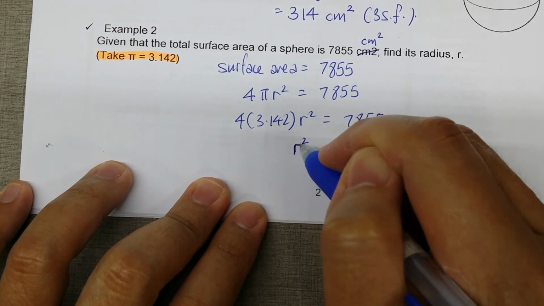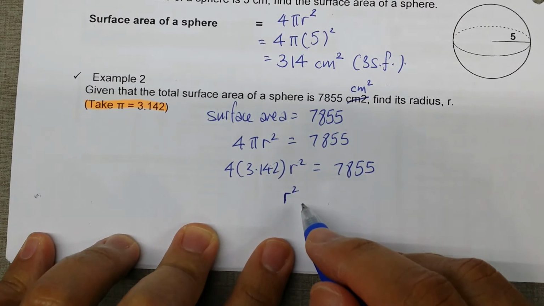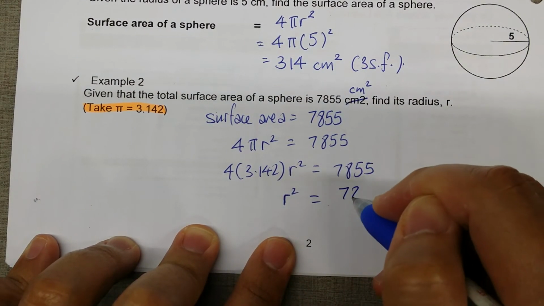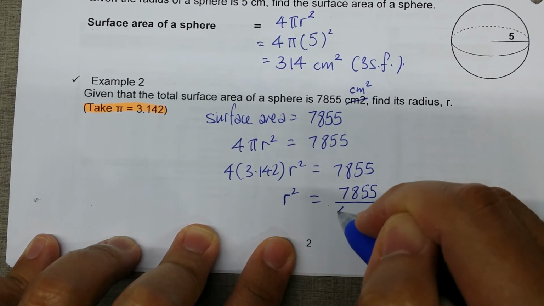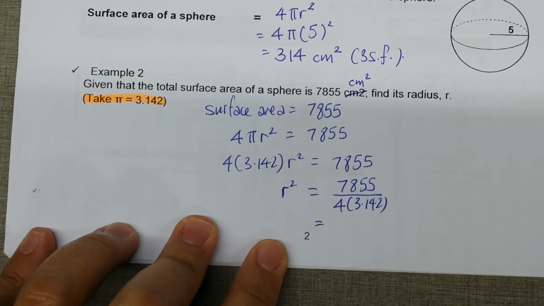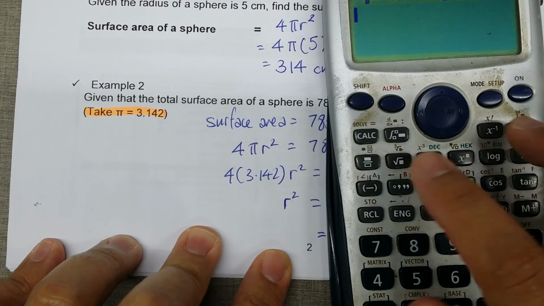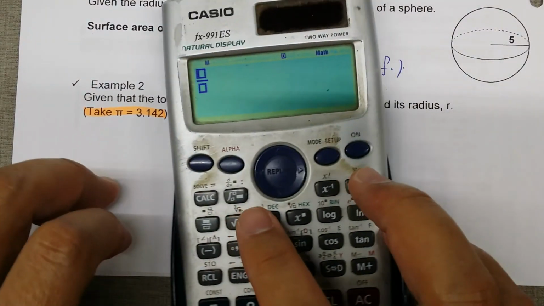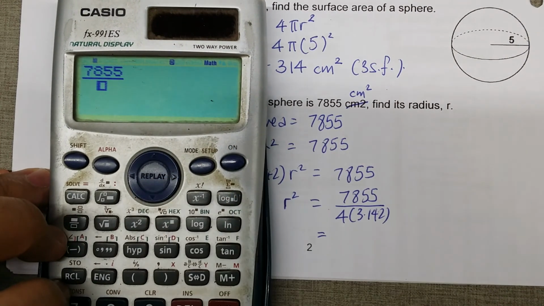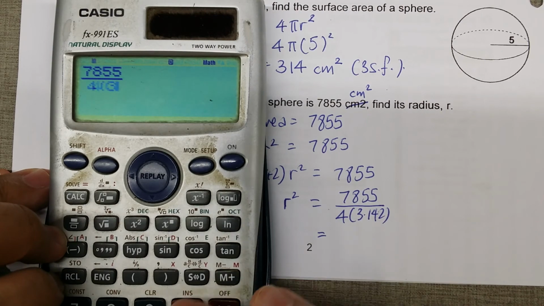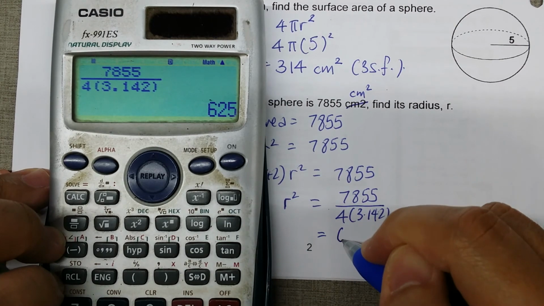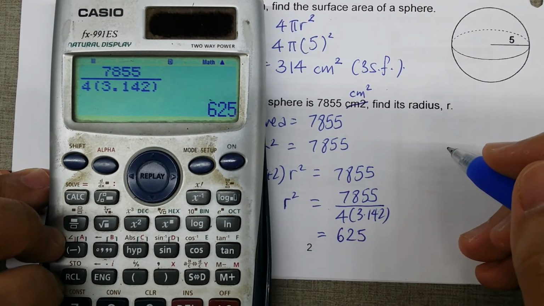I want to solve for r, so r square must be left alone here. 4 and 3.142, I divide to the other side. 7855 divided by 4 times 3.142. I must teach you how to use the calculator. Sometimes I cannot assume that you all know how to press. 7855, denominator should be 4 bracket 3.142. 625, again a nice number that the teacher chose.